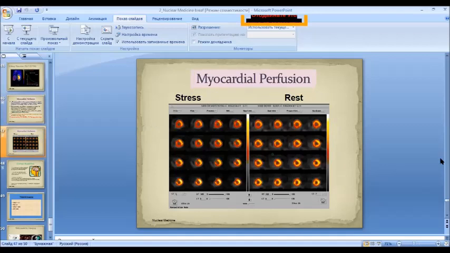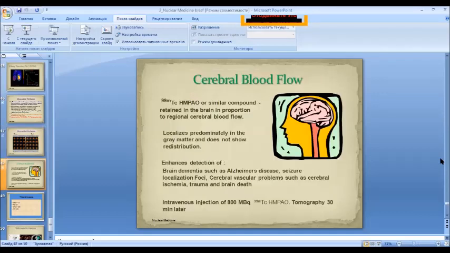Here is an example of myocardial perfusion after stress and at rest. You see that there is no difference between blood supply in stress conditions and at rest, so it's a normal nuclear medicine investigation of myocardial perfusion.